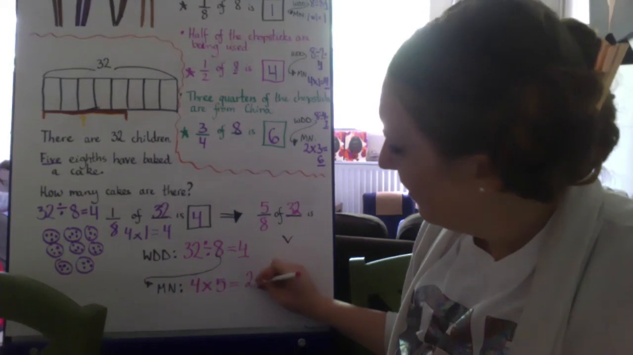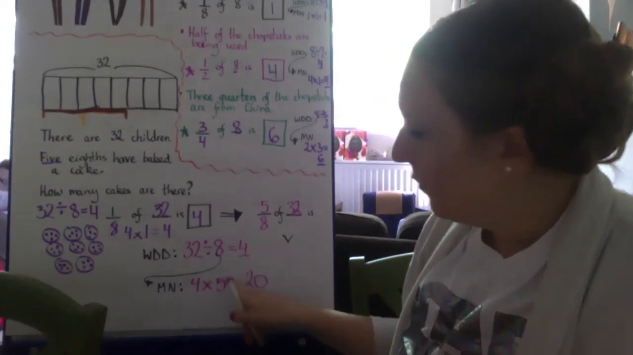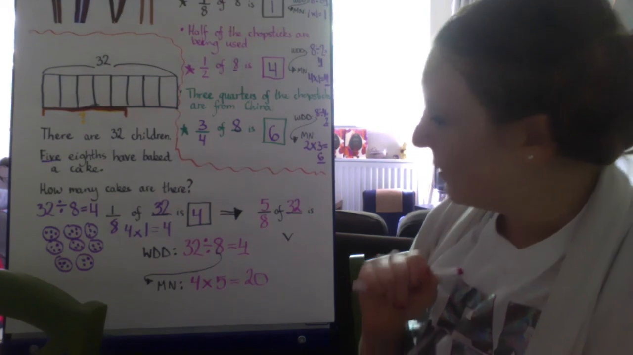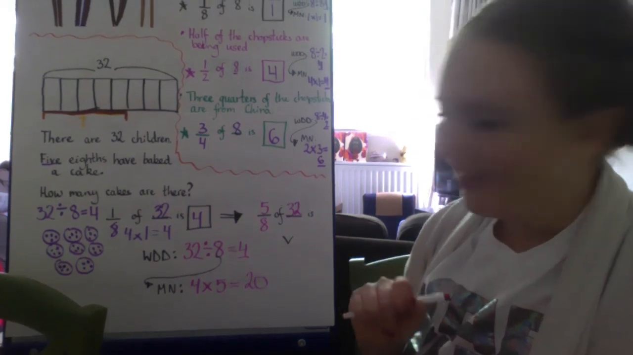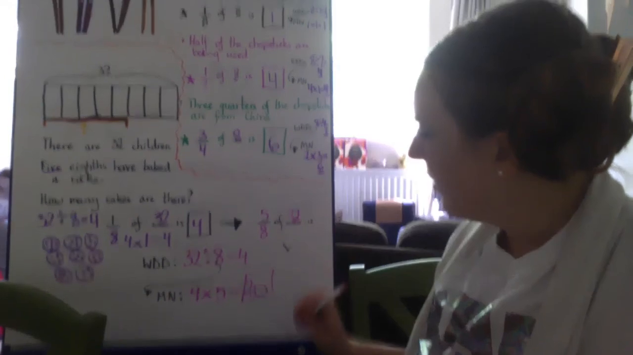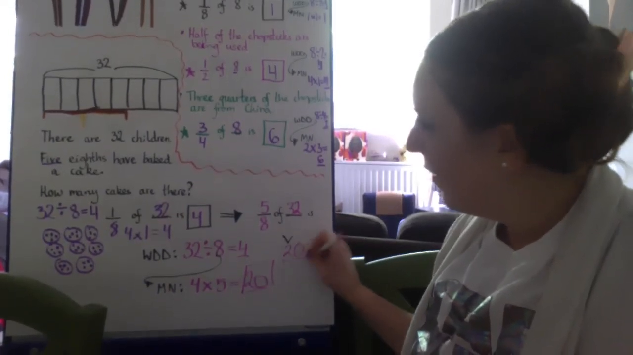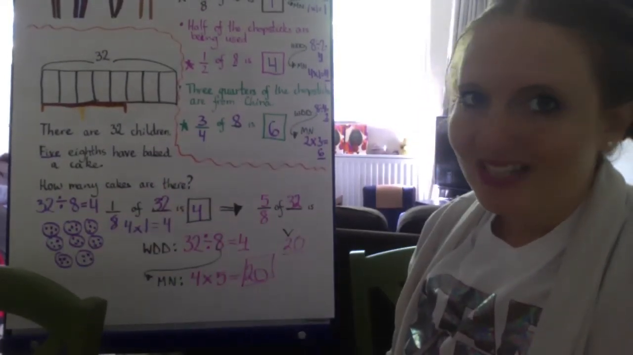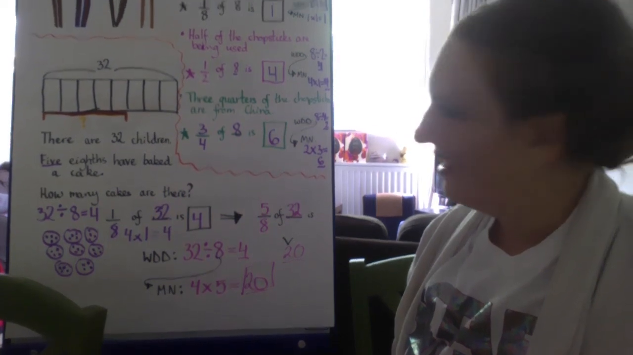20. Remember, you can use your 4 times tables or your 5 times tables. Most of you, I know you're very good with your multiplication tables now, so you've gotten that. So we know that 5/8 of 32 is equal to 20. So how many cakes are there? There are 20 cakes. Delicious.